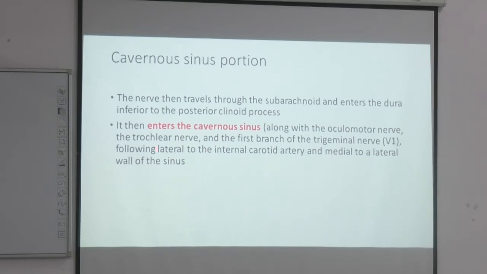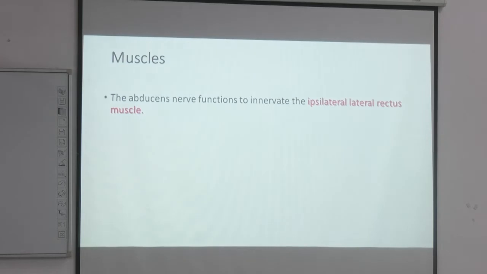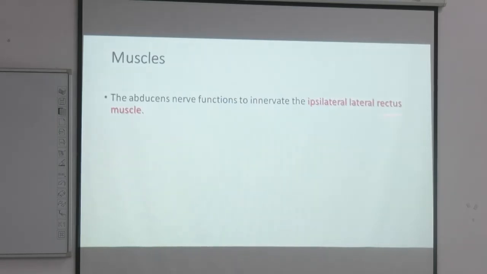Once its course in the cavernous sinus is done, it gets into the orbit running through the superior orbital fissure, which in short we call SOF. In the central part of the superior orbital fissure there is a ring of tendon attached to it, which we call the tendinous ring attachments. It pierces through and enters. Once it enters, it gets into the lateral rectus muscle and supplies it. So it supplies the same side lateral rectus. That's the thing about this cranial nerve.